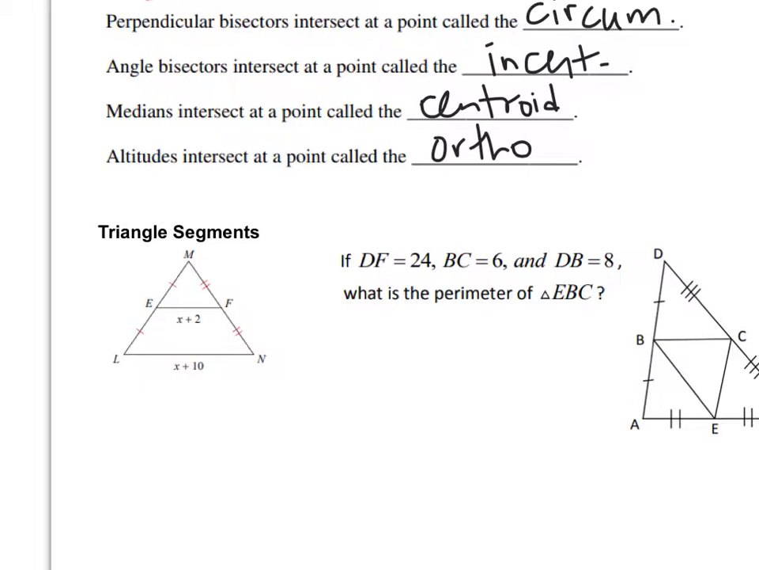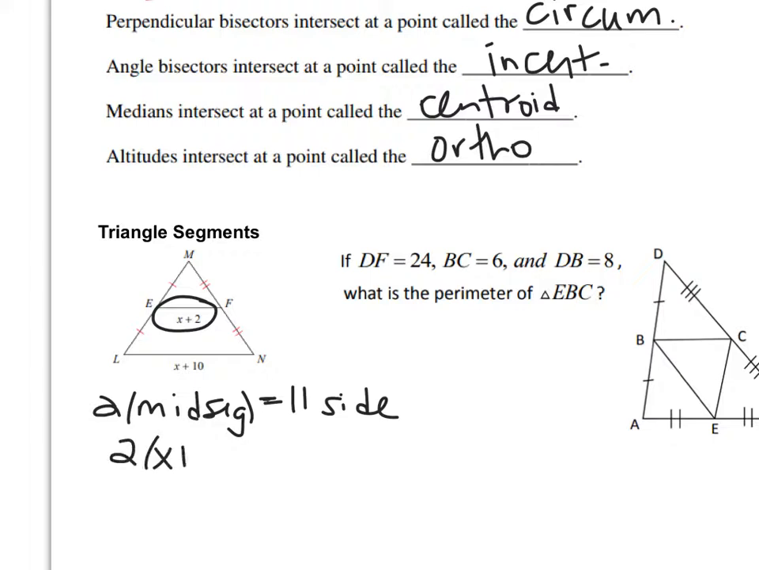Okay, so the first segment we're going to look at, we didn't list above because it doesn't intersect at the same point. It's called the midsegment. And what we need to know for midsegment is that 2 times your midsegment equals the parallel side. So in this one, I have my midsegment is x plus 2. So 2 times x plus 2 equals the parallel side. Distribute and solve like normal, which most of you are kind of getting to where you can do this in your head. So x equals 6.